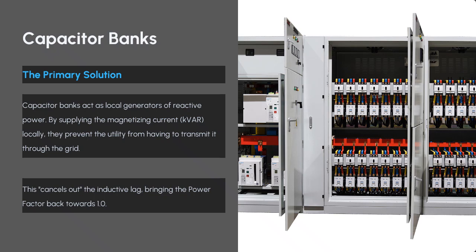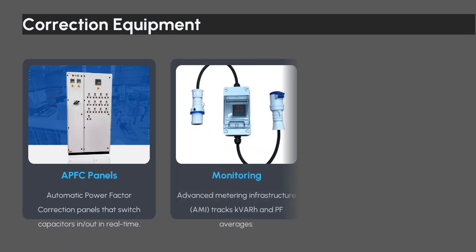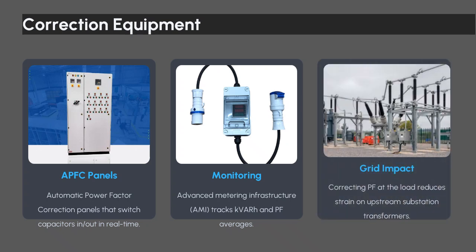Correction equipment. Modern correction systems are highly sophisticated. APF panels, or automatic power factor correction panels, use controllers to continuously monitor the PF and automatically switch capacitor steps in and out of the circuit in real time to maintain the target PF. Comprehensive monitoring through Advanced Metering Infrastructure, or AMI, is also essential to track kVA and PF averages and ensure compliance. Ultimately, this correction reduces internal system losses and minimizes the negative grid impact caused by your facility.